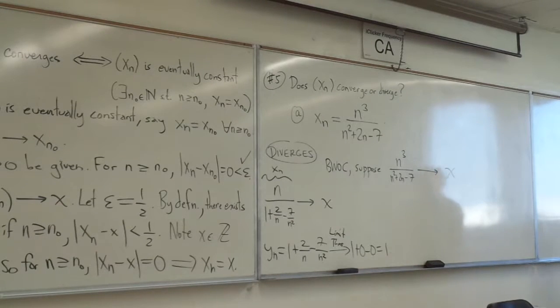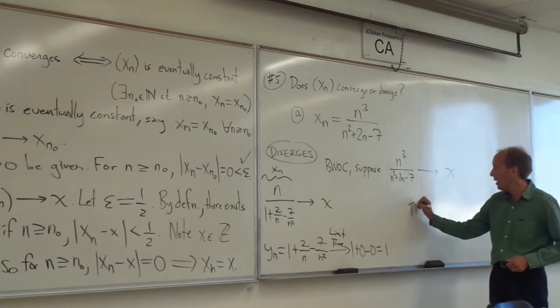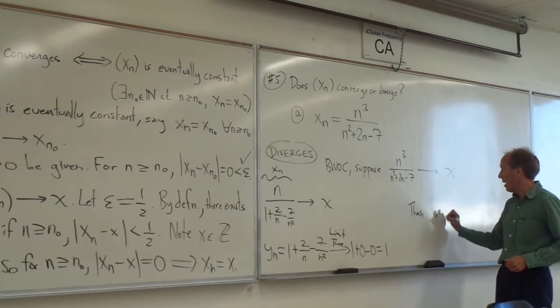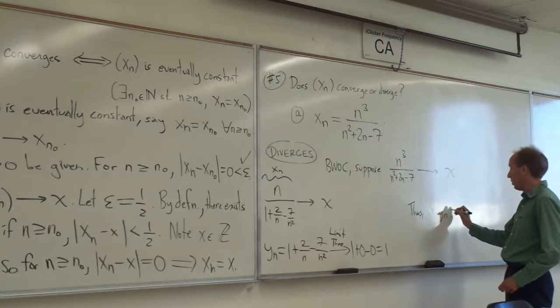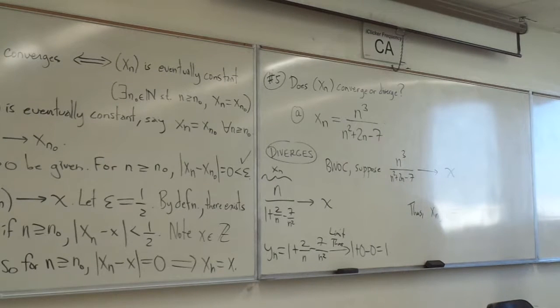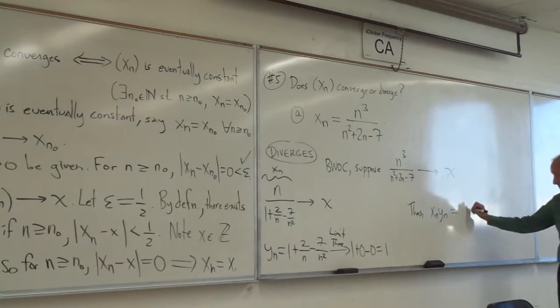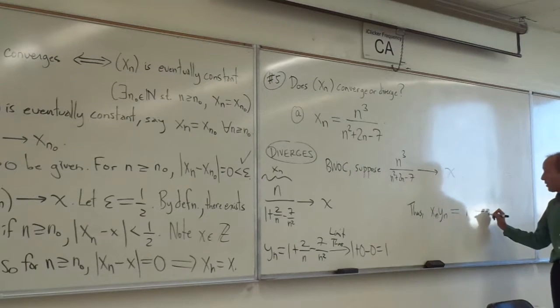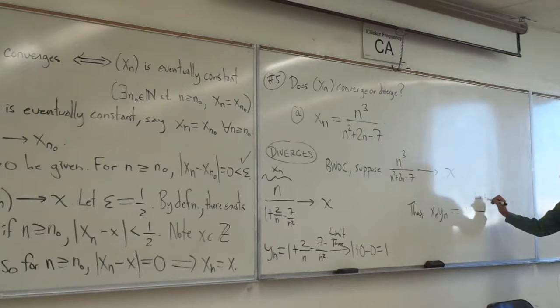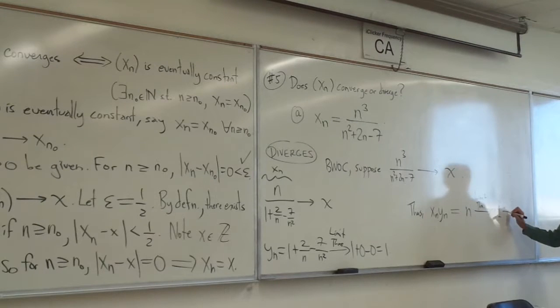So xn converges and yn converges. So what could we do? I could multiply them together, and the product would have to converge as well, right? So thus, xn times yn would literally be equal to n, right? And that would converge by the limit theorems again. So I'm using the limit theorems a lot here. By the limit theorems, that would converge to x times 1, which is just x.